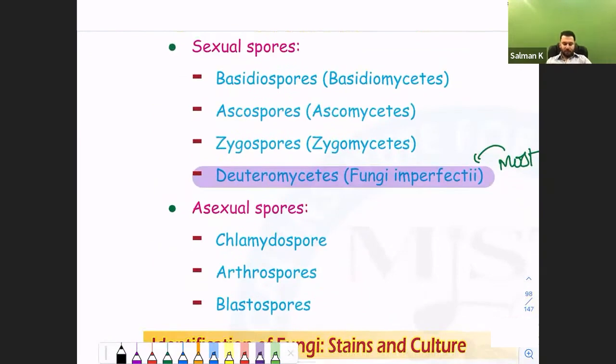Now, next thing is the spores. They have some names like basidiospores, ascospores, etc. These are different families. The majority of the important pathogenic fungi belong to the family Deuteromycetes. Deuteromycetes is the family where most of the clinically important fungi belong. So these are basically different sexual spores, etc.